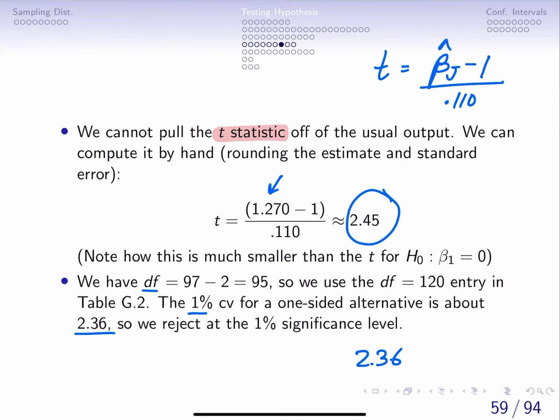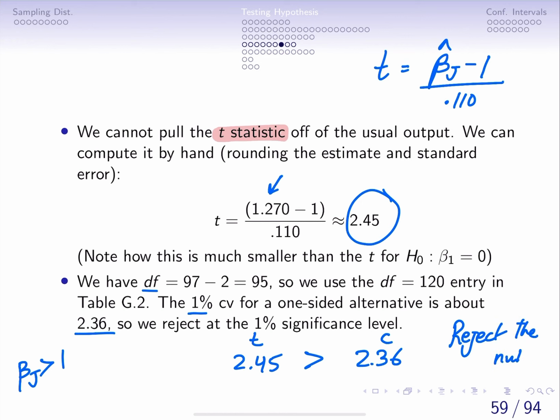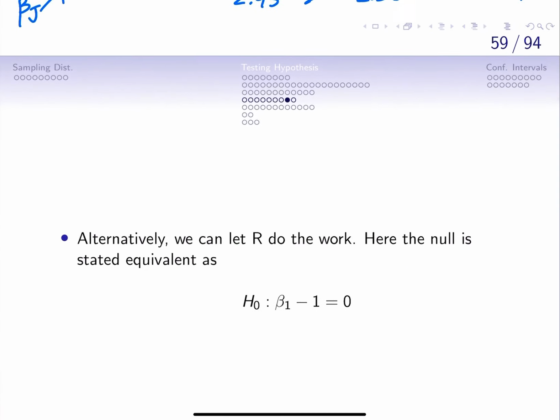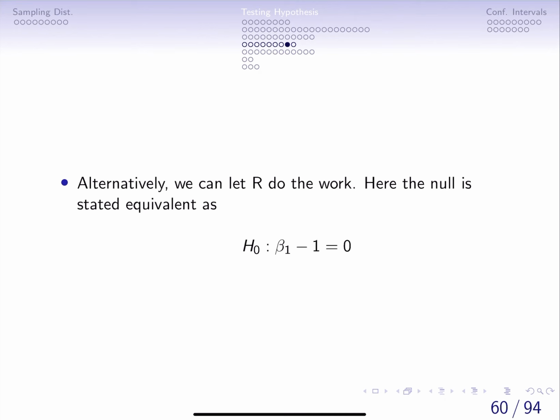So what we're doing is, this is your critical value, and the t-statistic is 2.45. Okay, and because we were testing for this positive one-sided alternative, this is greater, the t-statistic is greater than the critical value, so we reject the null in favor of the alternative, okay, at 1% significance level. Okay, and we'll see later how to set this up in R.